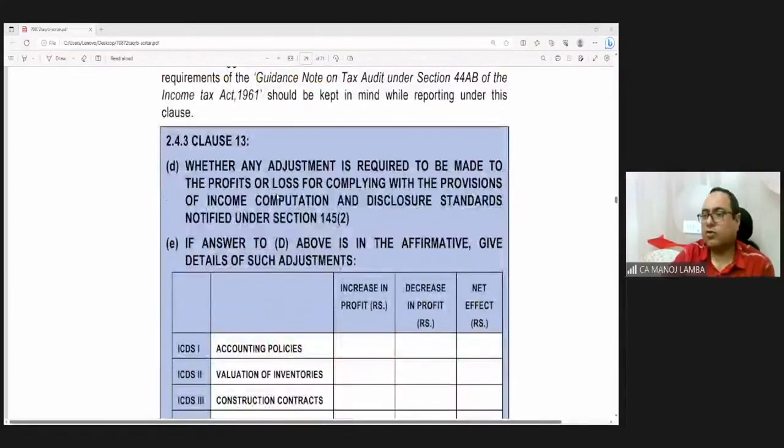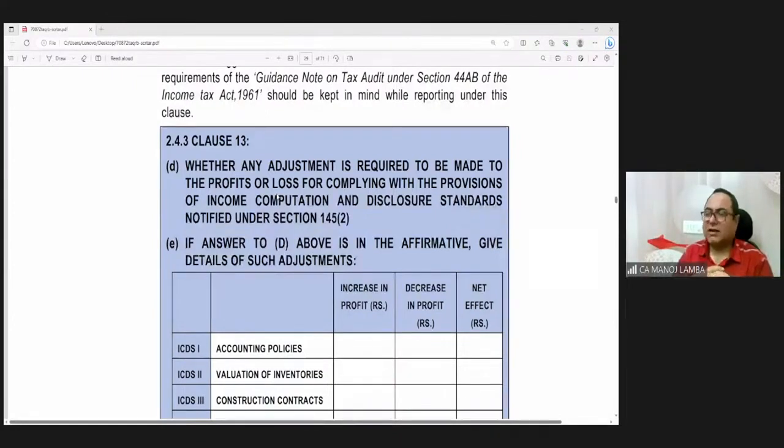Now, move to clause number 13. Clause number 13 is also very close to my heart. For that, I want to plan a separate section because this relates to a very, very common and very interesting thing, particularly the clause D and E. Here I want to touch upon.